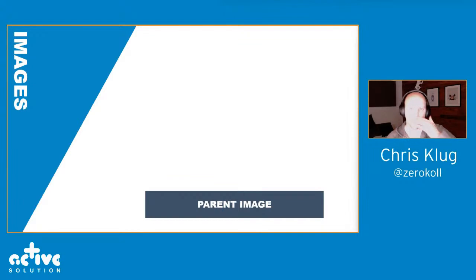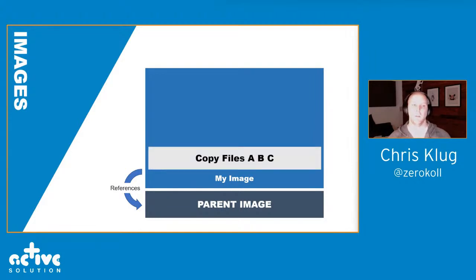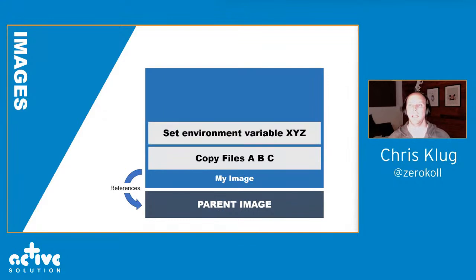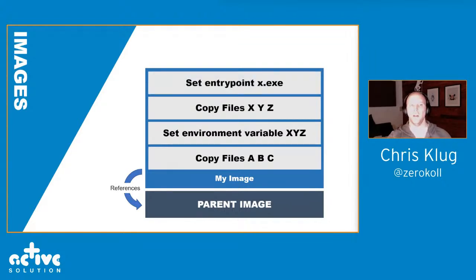So you start out with your parent image, and then you create your own image on top of it, adding a reference to the parent, saying that I want to start out with this image, and then I'm going to add the things that I want inside of that image. And then in your image, you copy in whatever files you need. You can set some environment variables in that image. You can add some more files in there. And then finally, in your image, you say, when you start this image, I want you to run the x.exe that is in this file, in this case, an executable file.